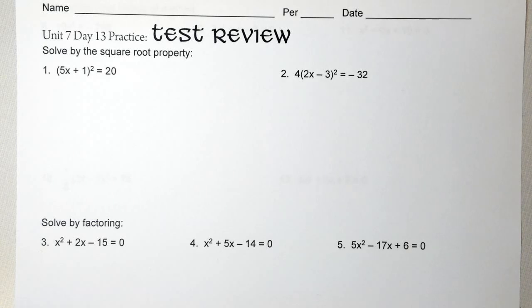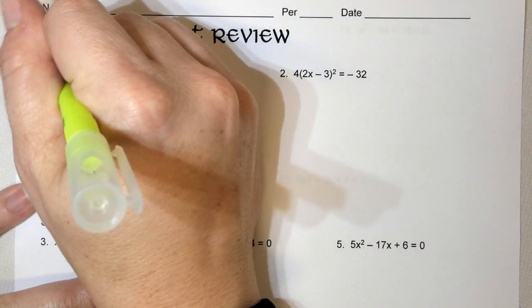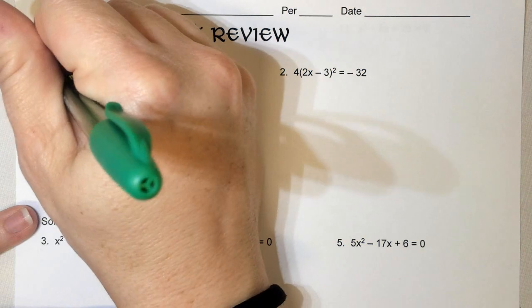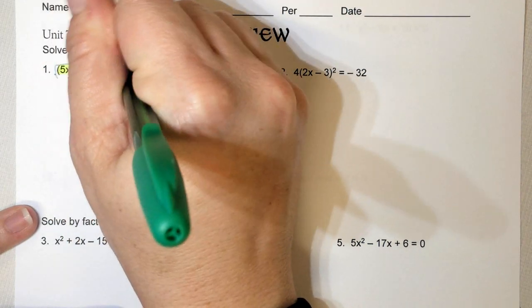Okay, Unit 7 test review. Number 1 and 2 say to solve with square root property, which means you have to get whatever is squared alone. So on number 1, you'll notice that what is squared is this whole piece, and it is already alone. So we can go ahead and take the square root of both sides.